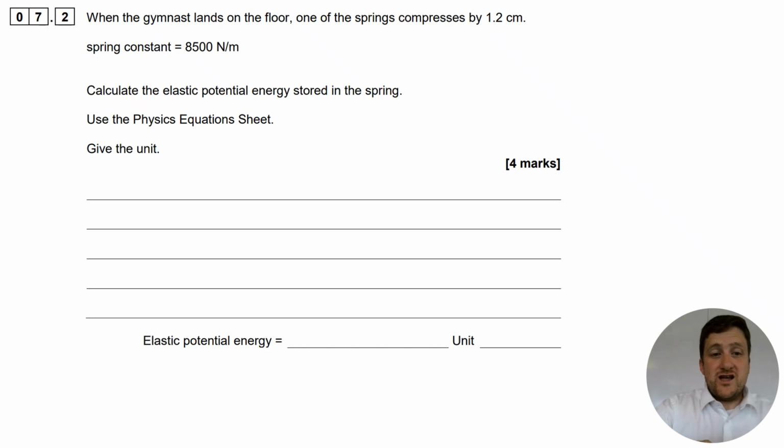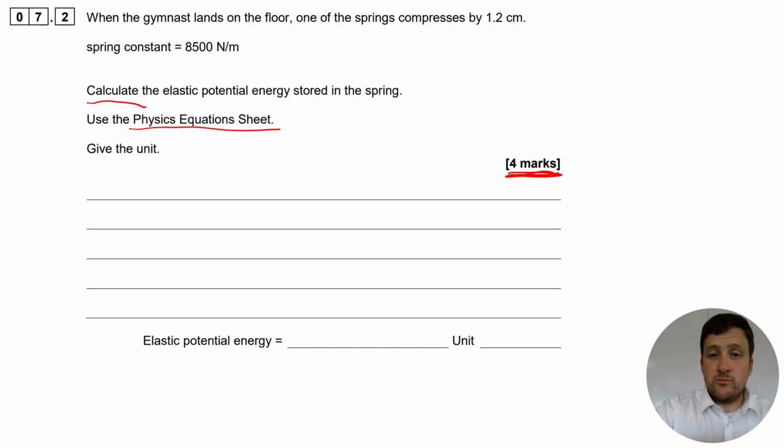Now, it says calculate the elastic potential energy stored in the spring. Use the physics equation sheet, so they're going to give you an equation, but of course you're going to have that equation anyway. It's also 4 marks, which means quite a few marks are needed. It's not just substituting numbers in. You'll get a mark for the unit, but it's 3 marks, so you're still going to have to do something else. It's either going to be a conversion or a rearrangement.